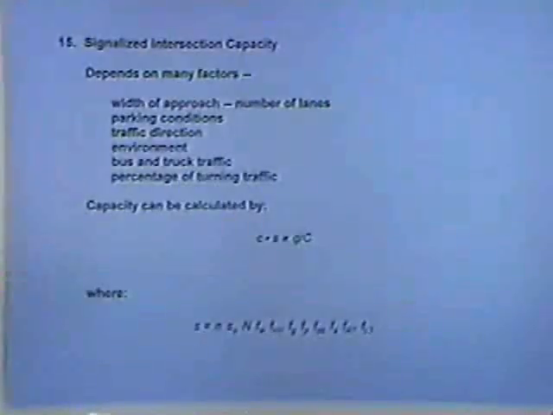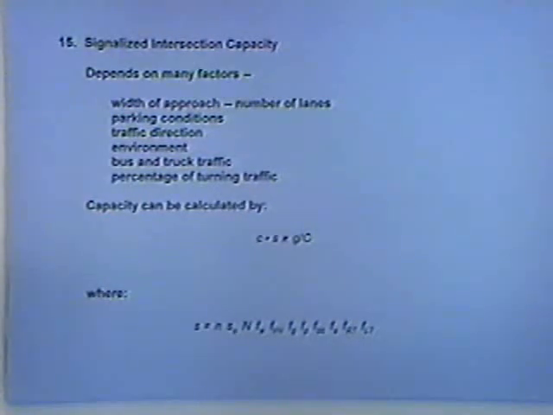Okay, that was for freeways. And there's actually different procedures for different types of facilities. Section 15 in your notes talks about signalized intersection capacity. And that's different from freeways, because now we have traffic signals along the roadway that are going to limit the roadway's capacity.